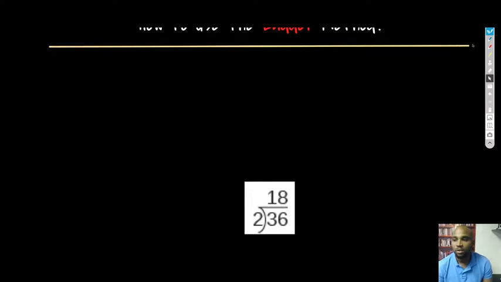Let's start with our 36 again. The smallest prime we can divide 36 by is 2. Well, 36 divided by 2 is 18. So what are we going to do? We're going to continue to divide by that same prime number, 2, but this time we divide 18 by 2. Well, 18 divided by 2 is 9.